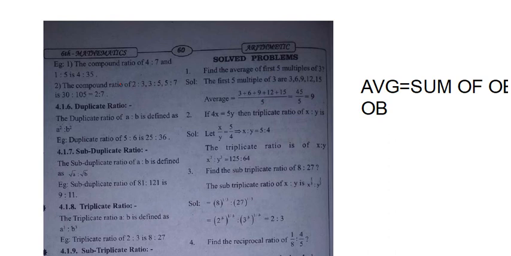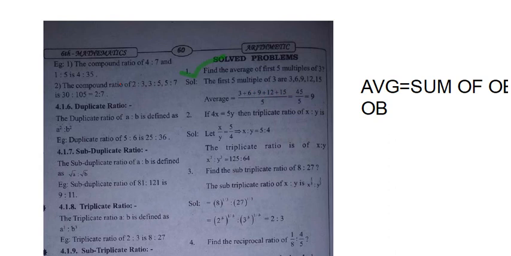Suppose they ask first 5 multiples of 5, what will you write? First 5 multiples of 5 are, from the 5 table, 5 ones are 5, 5 twos are 10, next 15, 20, 25. So in the numerator you should write 5 plus 10 plus 15 plus 20 plus 25, and in the denominator again 5. We add that and what we get is our average. Okay.